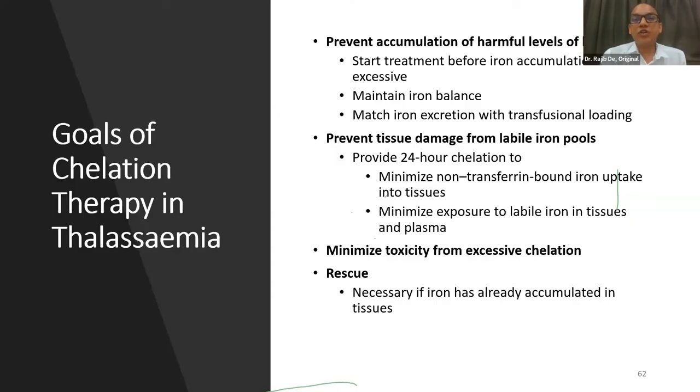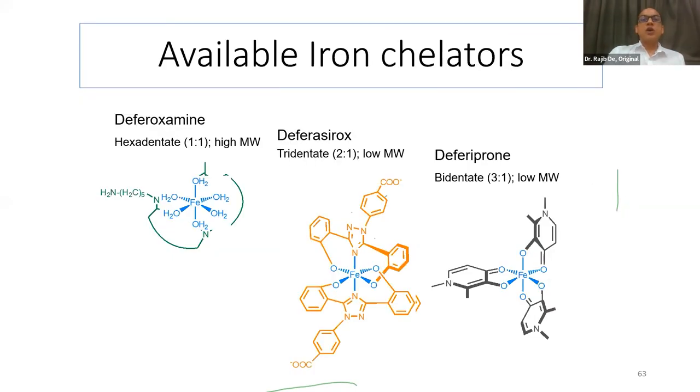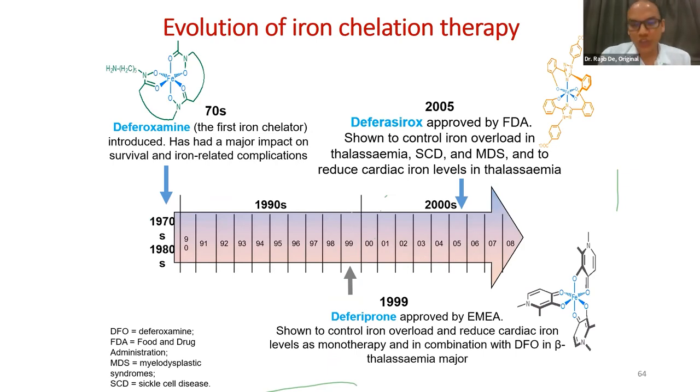So we need to first prevent the accumulation of iron by starting treatment well before the iron accumulation, and to minimize the toxicity. So these are the available iron chelators: desferrioxamine, which is hexadentate, 1:1, forms a very strong compound with iron; then deferasirox, the tridentate, 2:1 combination; then deferiprone. Because of some side effects, deferiprone is not commonly used nowadays. Deferasirox is the molecule most commonly used for chelation now. In some cases we use desferrioxamine, especially before transplant when we need to rapidly reduce iron, or if the patient develops complications like cardiac failure. So we use desferrioxamine or a double chelator.